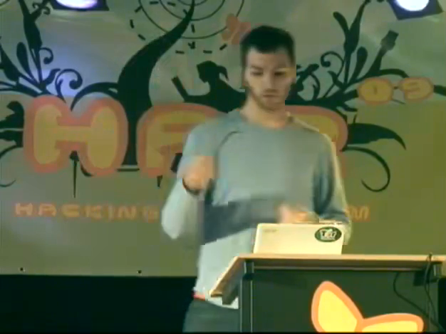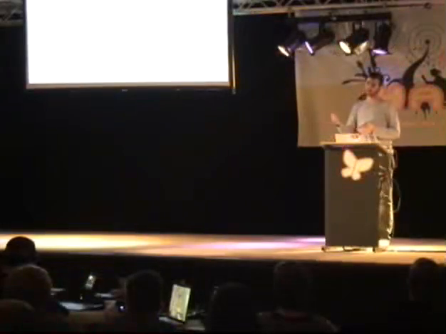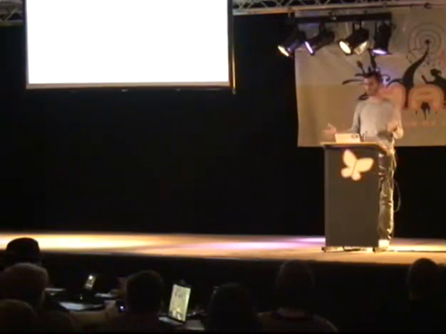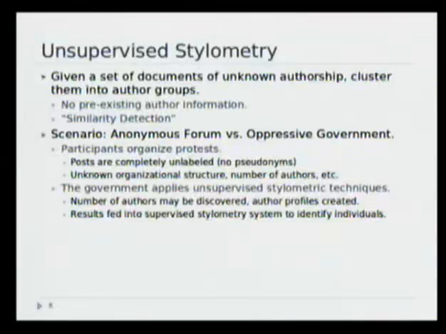Say you have some sort of anonymous forum and some oppressive government. The participants of this forum might use it to organize protests or spread news, things like that. But there's no real way of knowing how many authors participate in this forum. There's no way of knowing the organizational structure because you can't tell who were leaders, who were not, who's posting messages. You have none of that information. Unsupervised stylometry might be able to be used in order to split up this author set, figure out how many authors there are, and establish some writing profiles for various authors that can then be fed into some sort of supervised stylometry system in order to figure out the actual identity of some of these authors.